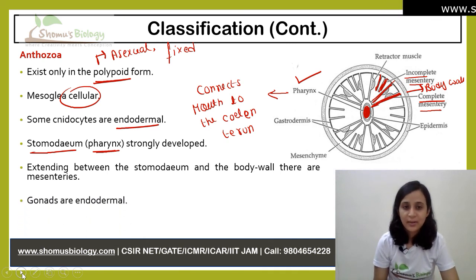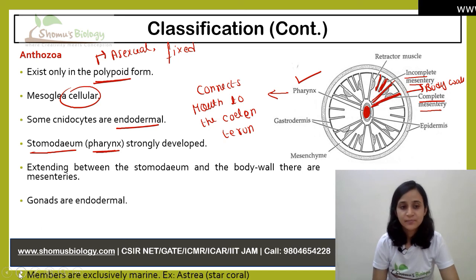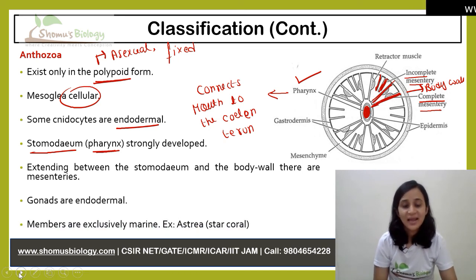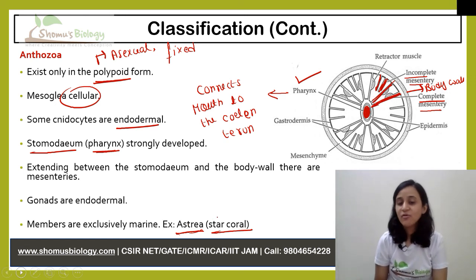Gonads are endodermal. So the gonads are endodermal in their origin. Members are exclusively marine. Example is Astrea, star coral. So they are exclusively marine or found in sea.